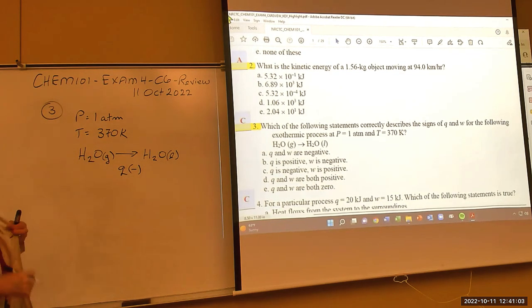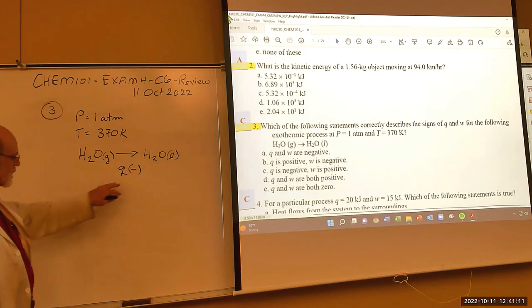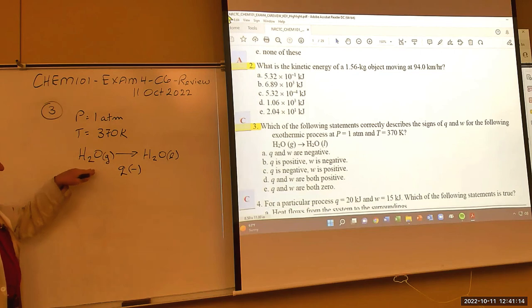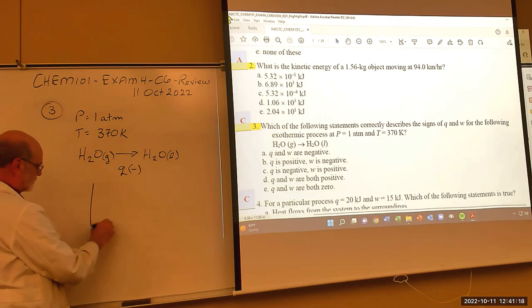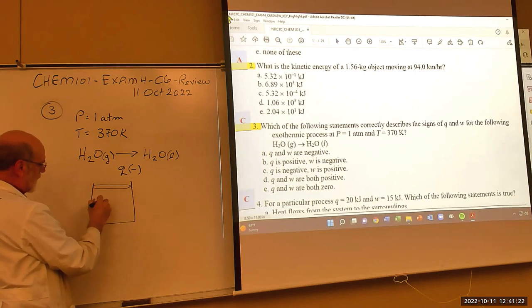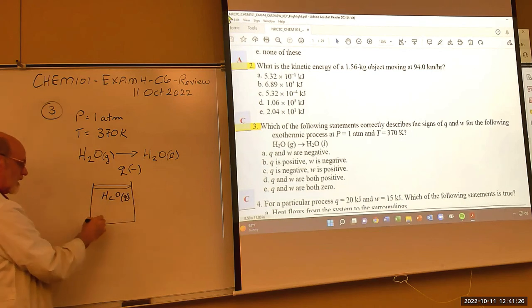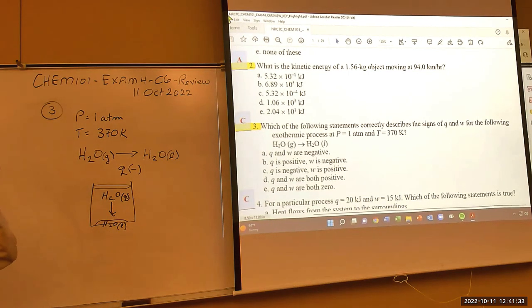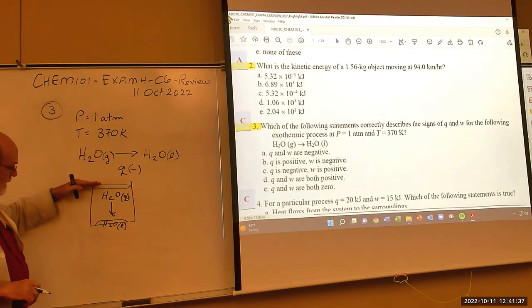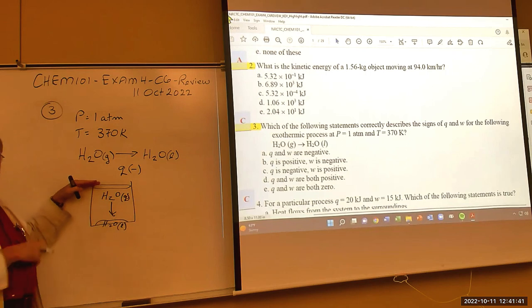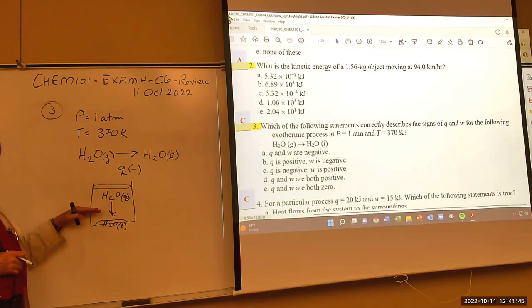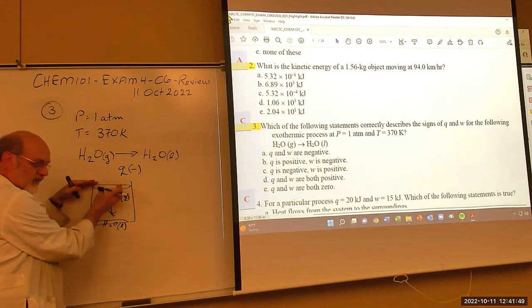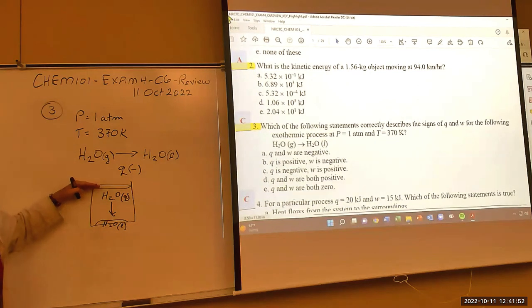Okay. How about W? We got Q. How about W? If you're going from a gas to a liquid, here's your container, and there's water gas in here. It's going to condense into this pool of water liquid. So what's happening to it? The volume is decreasing. If the pressure is constant, that means as the water condenses, it gives off heat, and this piston has to drop. If it doesn't, then when that gas condenses, it's going to leave a vacuum behind, and then the pressure is not one atmosphere anymore. So this piston has to drop.